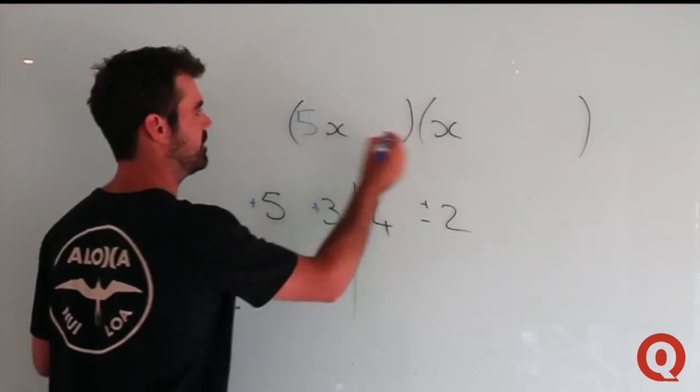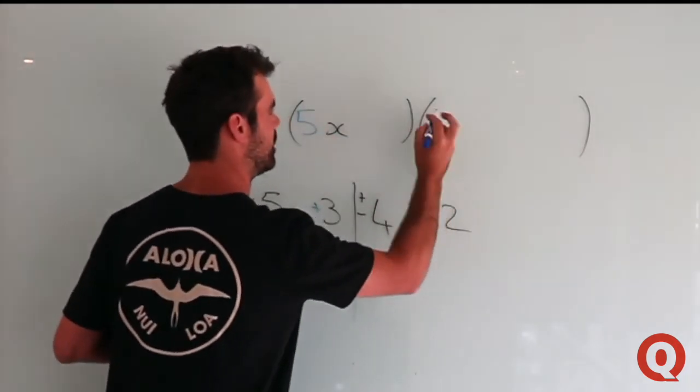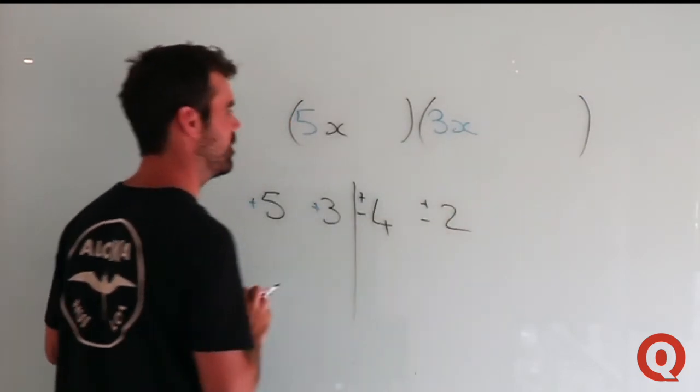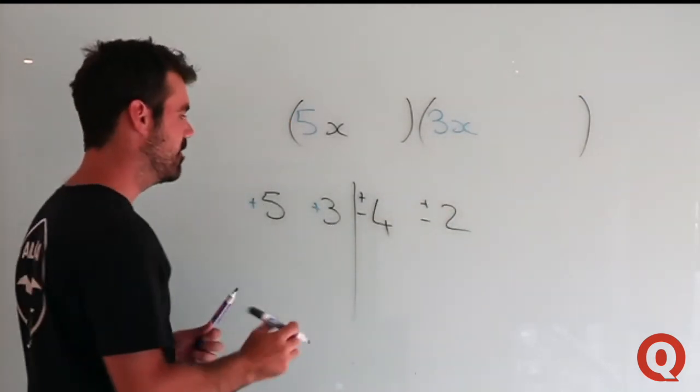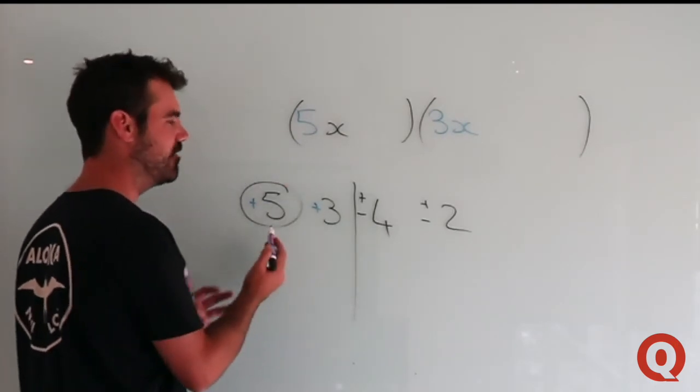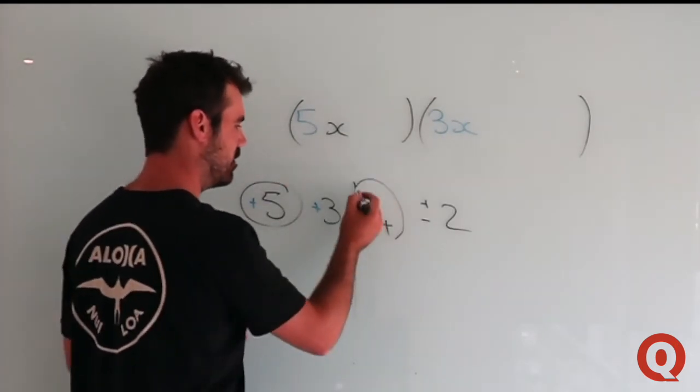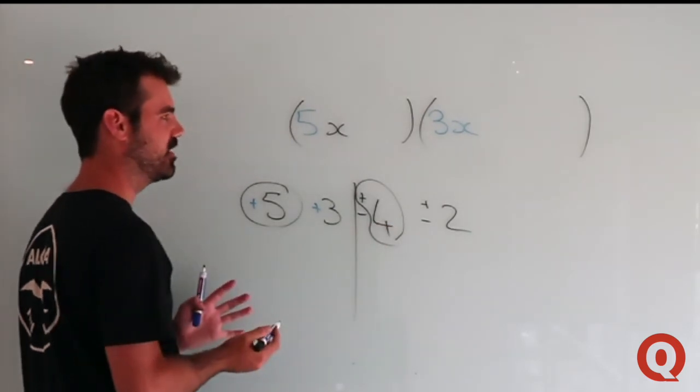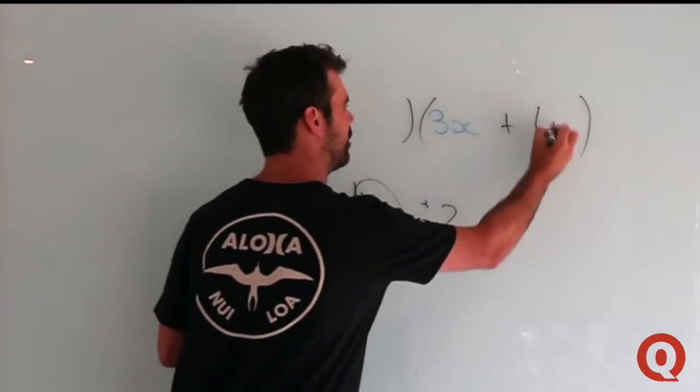We've got 5x and, let's give some space here, a 3x. We know that gives us our positive 15x squared. But we want to know which ones we're multiplying by which. So we realize that the positive 5 needs to be multiplied by a positive 4. So where is that positive 4 going to go? It's going to go at the back end over here.